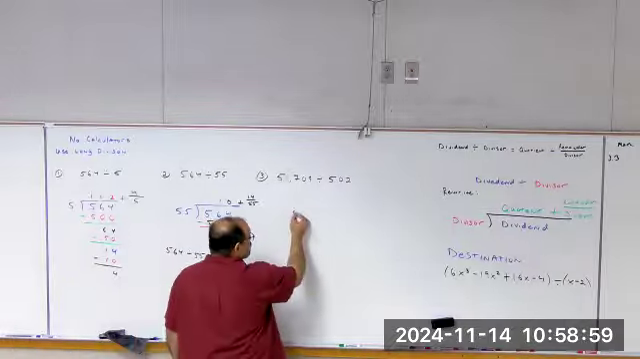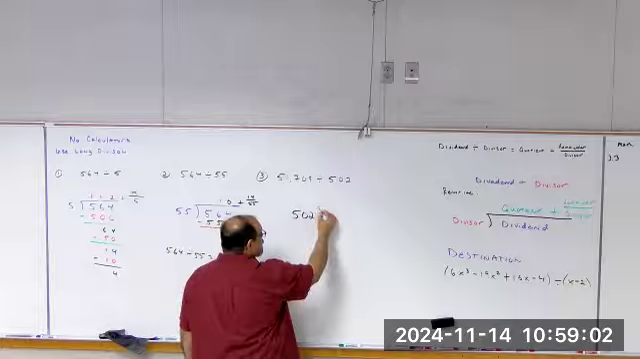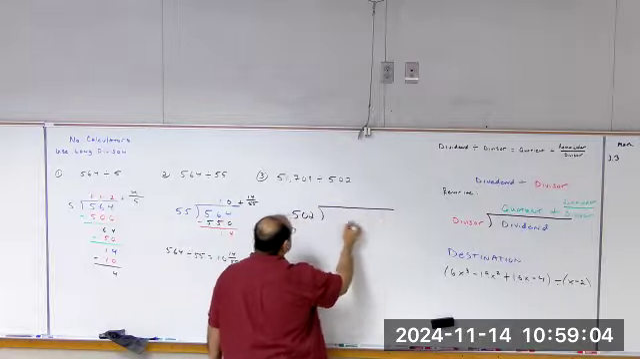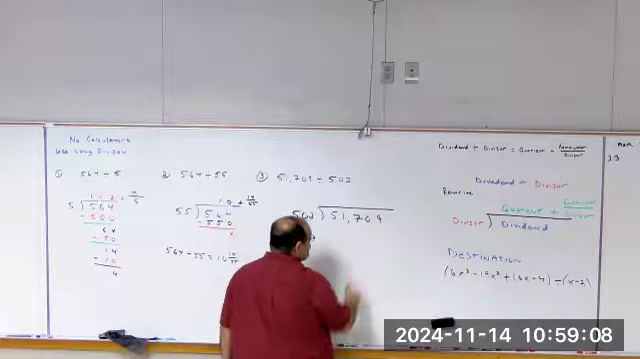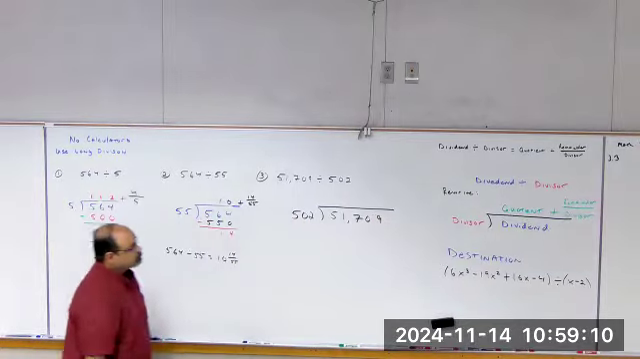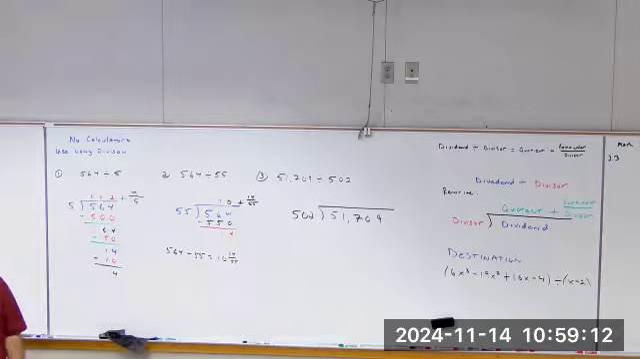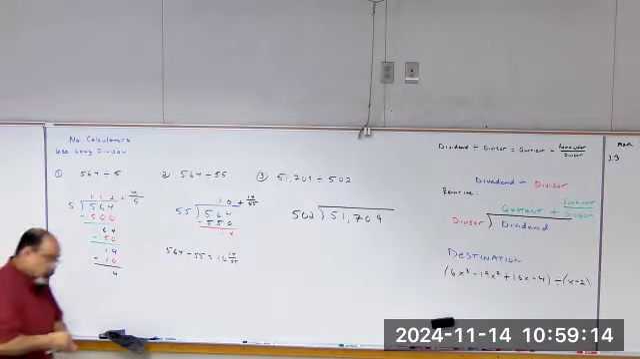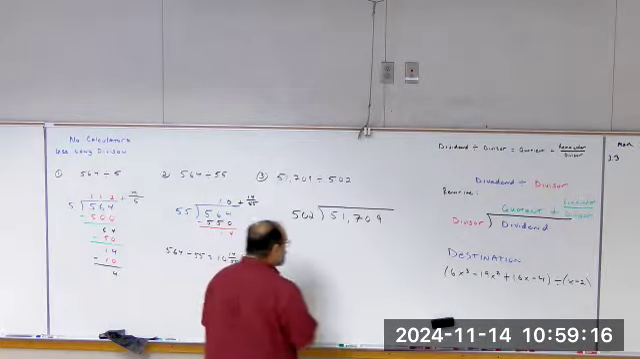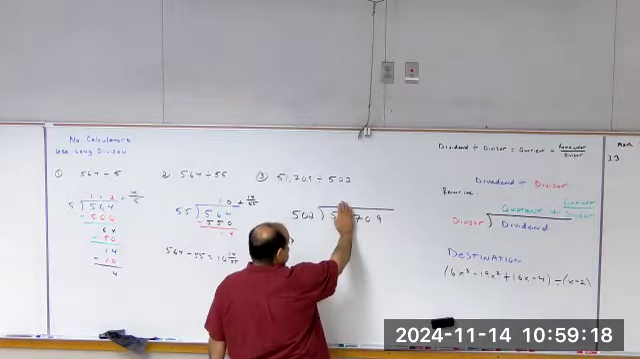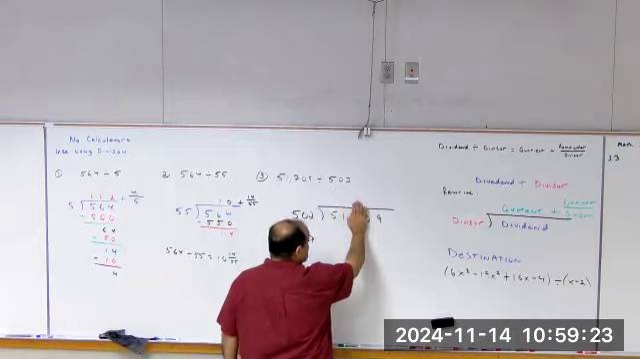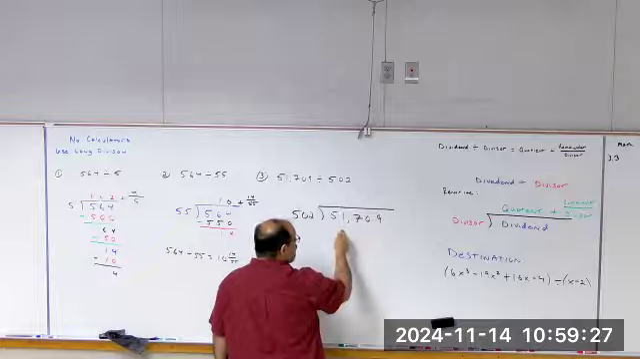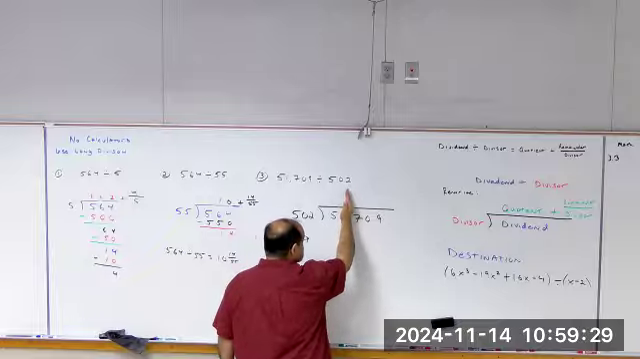So 502 into 51,709. Start with the 10,000s. 502 doesn't go into 5, so there's nothing above the 5. Then to the thousands. 502 does not go into 51, so there's nothing above the 1. There's nothing in the thousands place.